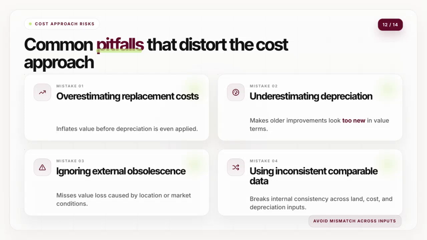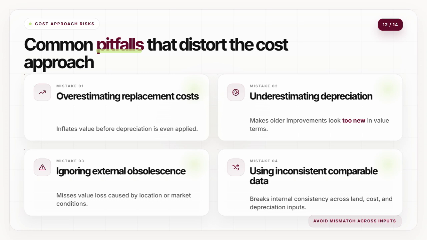When applying the cost approach, there are several common pitfalls we need to watch out for. First, overestimating replacement costs can inflate the property's value before we even consider depreciation, leading to an unrealistic estimate. Second, underestimating depreciation is another mistake. It makes older properties appear newer and more valuable than they actually are.